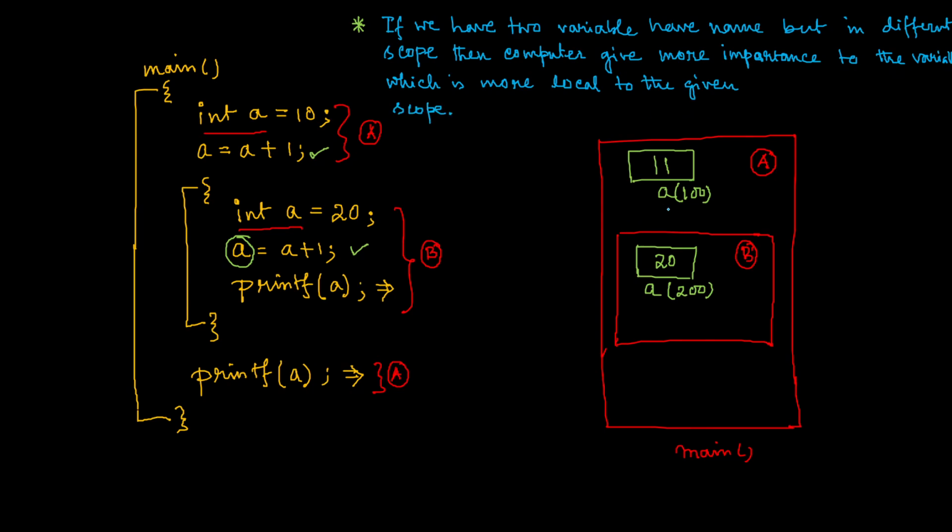It means that when the computer executes in this scope, because this a equal to a plus 1 line is present in scope B, right? Within scope B, obviously this A is more local than this A. That's why a equal to a plus 1 means incrementing this variable, so 20 becomes 21. So if we print this A, it will print 21.